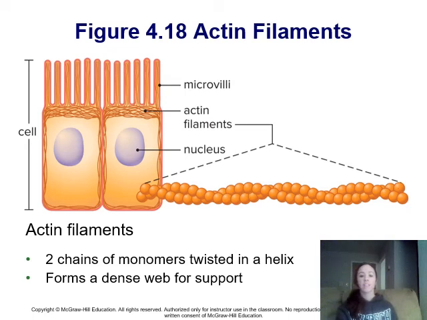And then we have actin filaments. Actin filaments are kind of like microtubules in that they're also made of strings of proteins. But these actin filaments are really important in structural support of the cell. They're located just underneath the cell membrane. And these are also really important in muscle contraction.